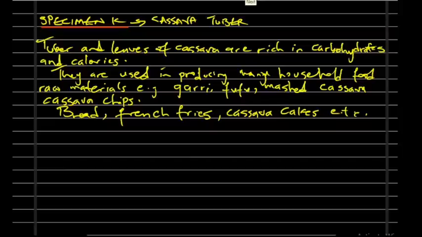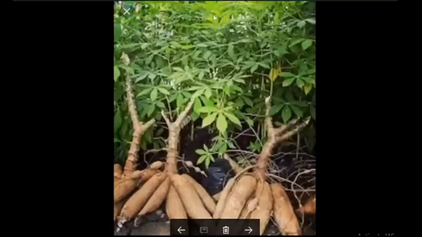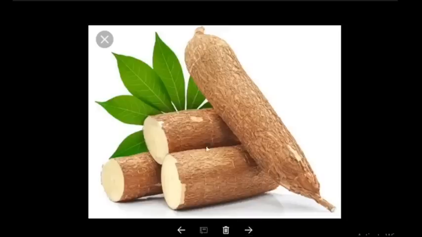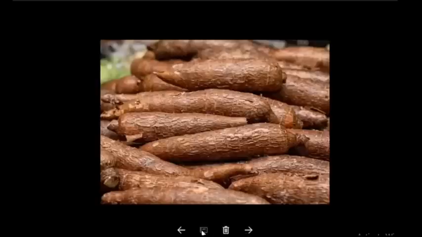Now if you look at this, you will see an example of the cassava tuber. This is the cassava stem with the tuber, but let me just show us the tuber alone. We can see this is the cassava tuber, and that is what we are using. You can see another picture here showing the cassava tuber. So that is what we are using for explaining Specimen J and Specimen K. So we move to the next specimen now.